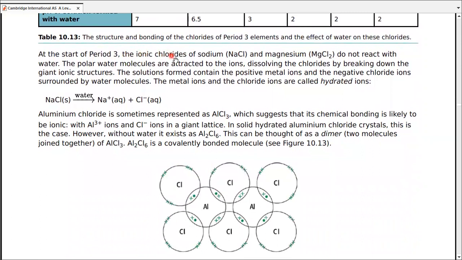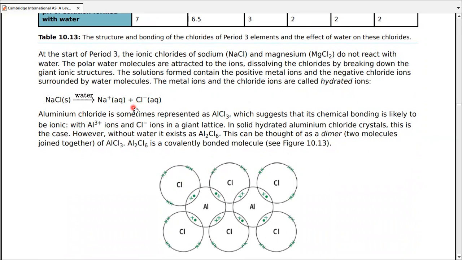At the start of period 3, the ionic chlorides NaCl and MgCl2 do not react with water. The polar water molecules are attracted to the ions. They can dissolve the chlorides and break down the entire giant ionic structure. The solution formed contains the positive metal ions and the negative chloride ions surrounded by water molecules. The metal and chloride ions are now known as hydrated ions. This is as far as we go at this level.